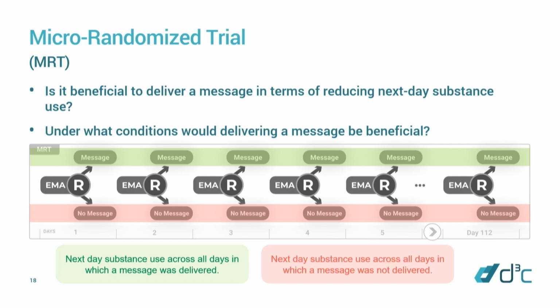So one example here is, again, going back to my question of, is it beneficial to deliver a message in terms of reducing next-day substance use? What we can do is look at all of these different times at which we sent the intervention. We can measure substance use on the next day, and we can look at whether or not sending the message was more likely to reduce next-day substance use than not.